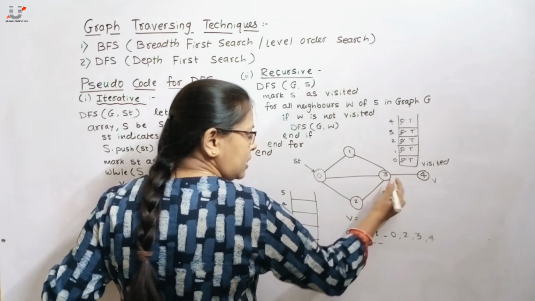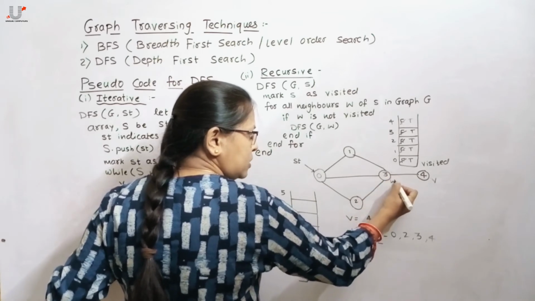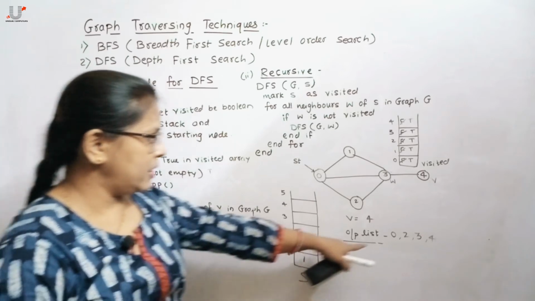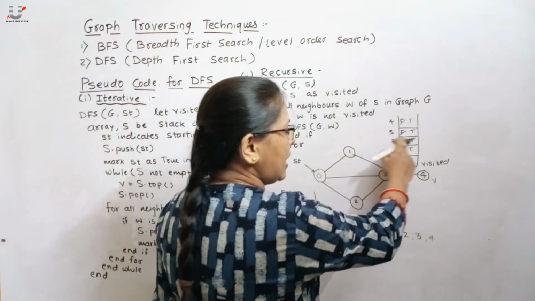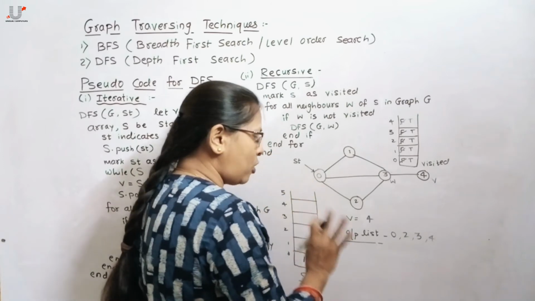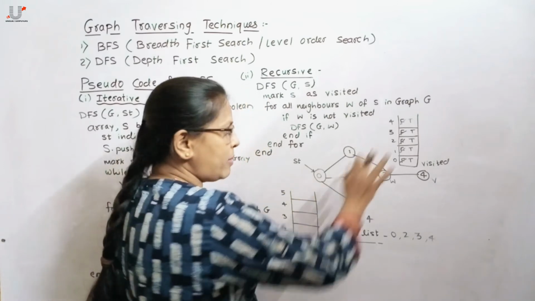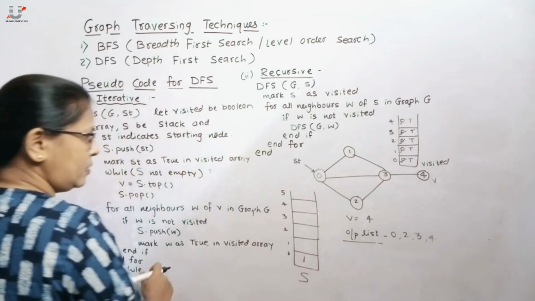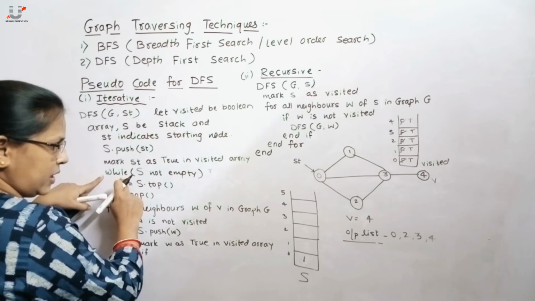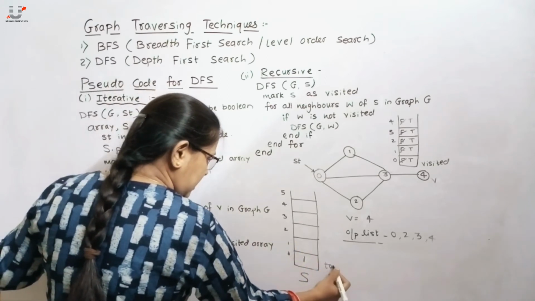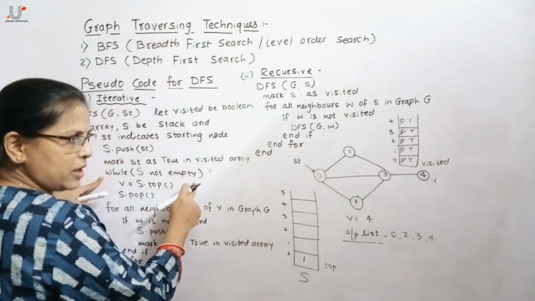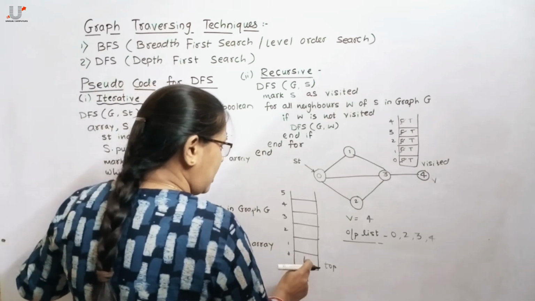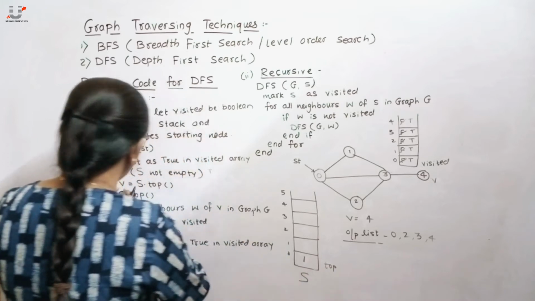There is only one adjacent node of this 4, which is this 3. But as the status of 3 is true, that means it is already present in the output list or marked as visited. So backtrack. Then it will again check the status of the stack. Still the stack is not empty. Then S dot top means the element from the top of the stack gets assigned to V.